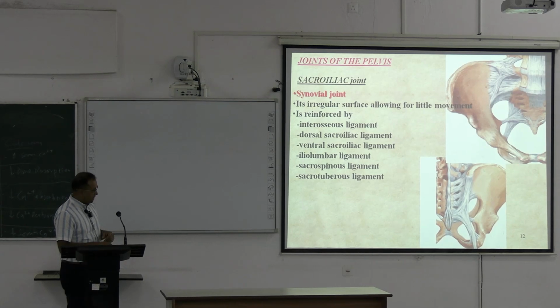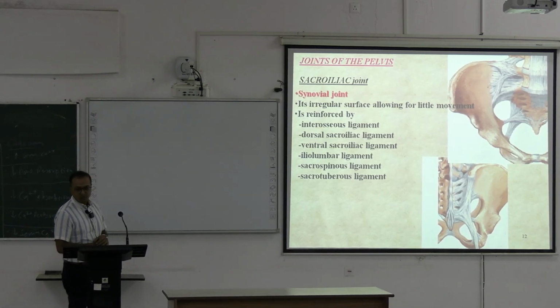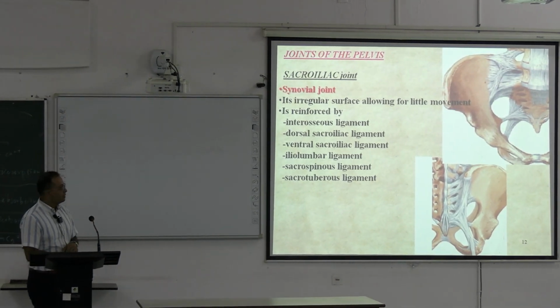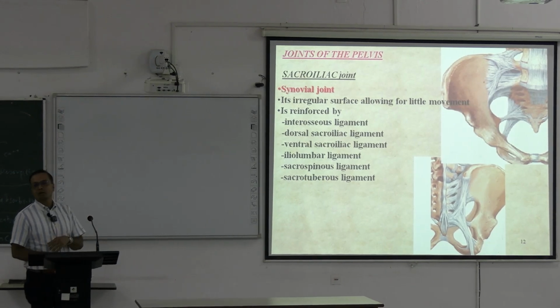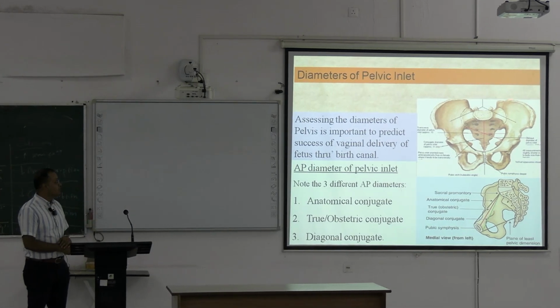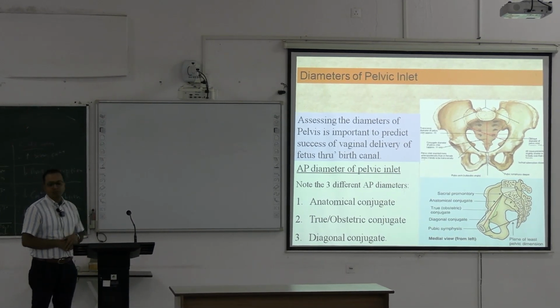Anteriorly, we have a cartilage present inside. We call this a cartilaginous joint, and we call it a secondary cartilaginous joint because this cartilage remains cartilage throughout life. If this cartilage gets fused into bone, we call it a primary cartilaginous joint. So this measurement of the pelvic inlet, we call the diameters of the pelvic inlet.